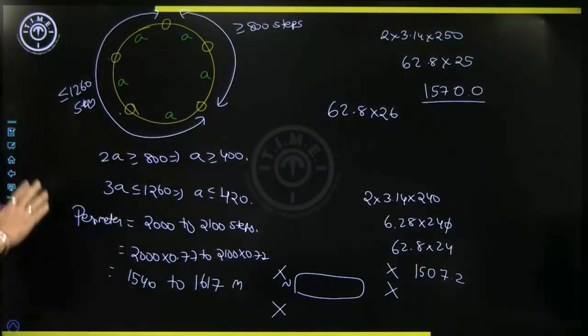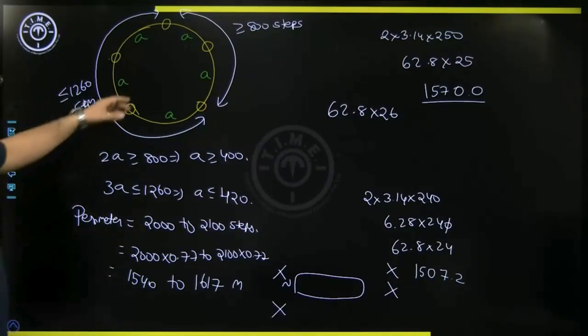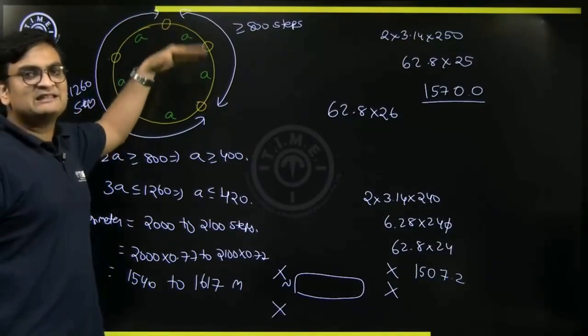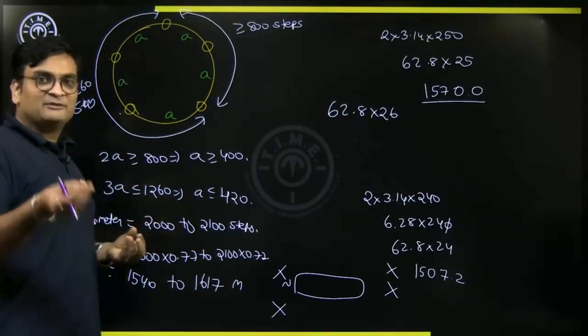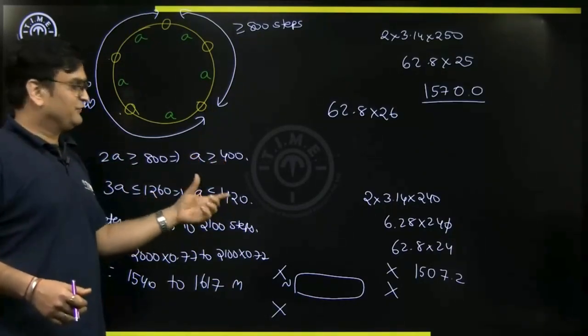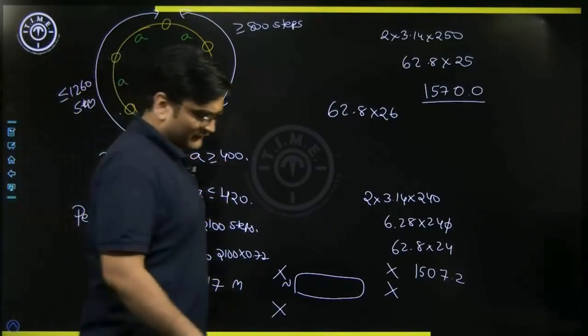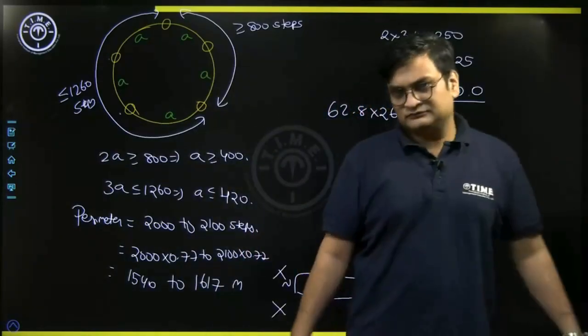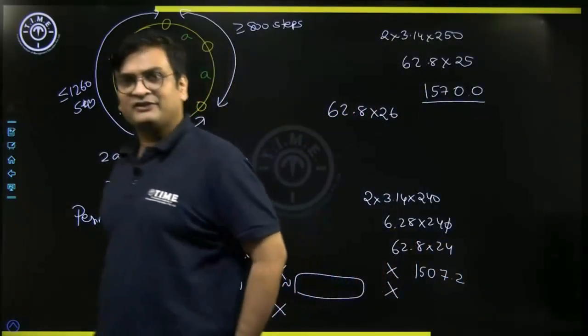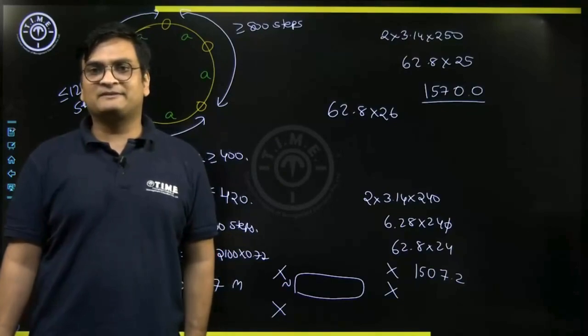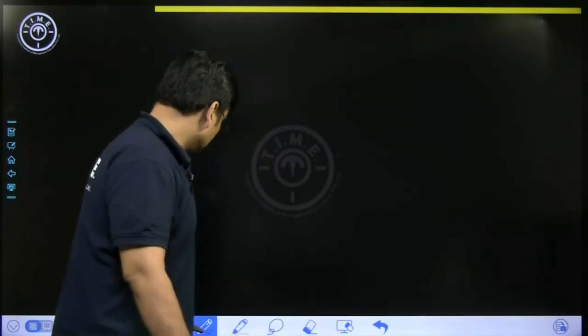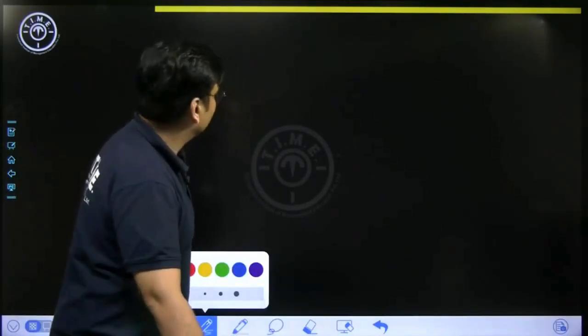So this is how we could solve it. I hope we are clear with this idea here of making them all equal so that I could have the minimum value for the distance and maximum value for the distance between any two dustbins. Alright, let me just clean this and move on to the next question.